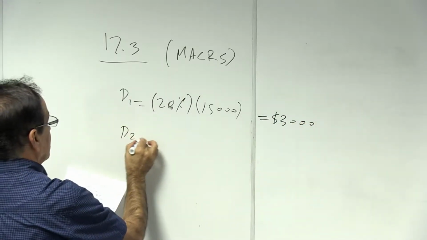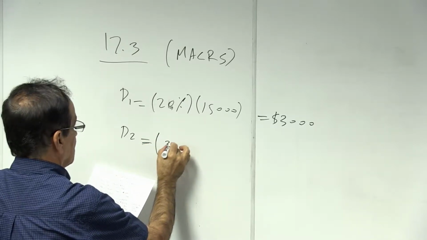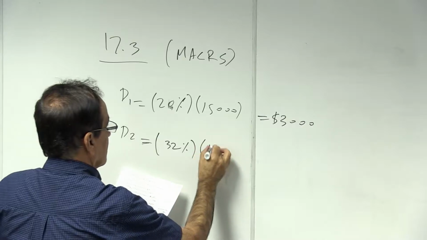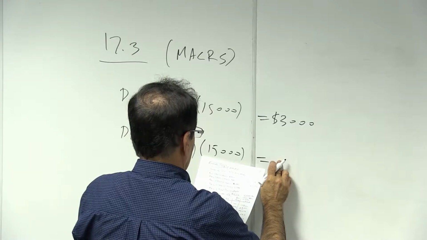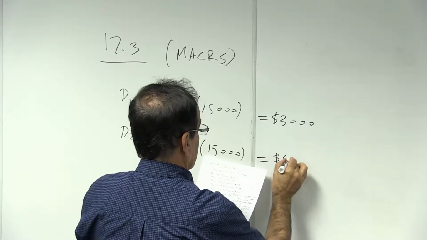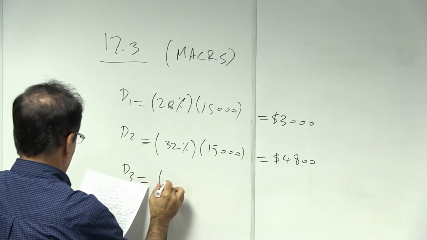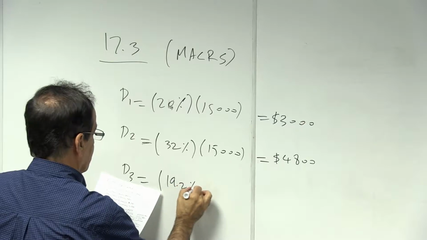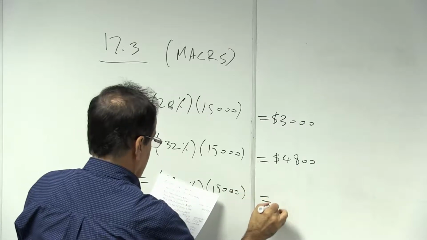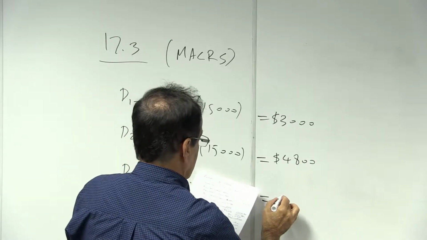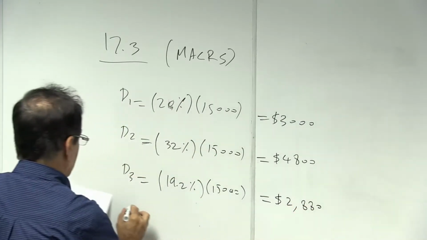And for year 2, again, those percentages come from table 16. 32% times 15,000 is going to be equal to 4,800. For year 3, 19.2% of the first cost, and that's going to be equal to 2,880.